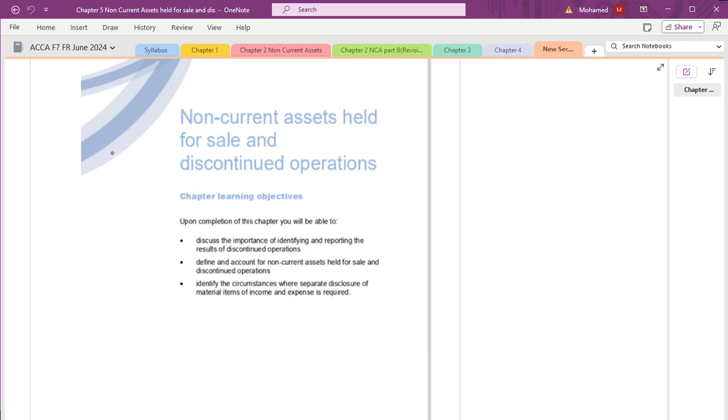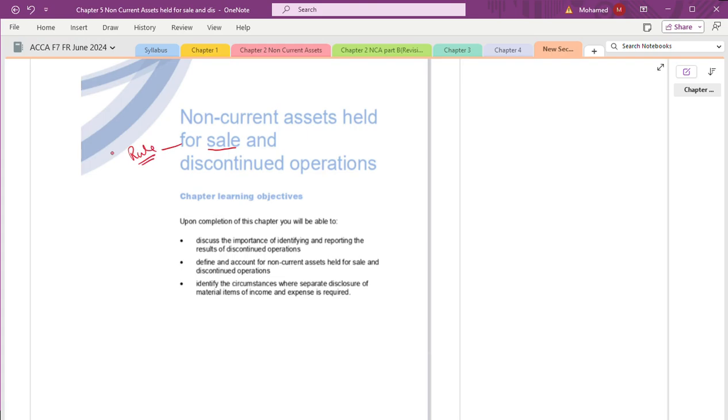Now, what happens? This is the non-current assets held for sale. Criteria, rules are there. That's all. Same as any subject, we only have to focus a little bit on the rules. Non-current assets held for sale and discontinued operations. Whenever you have some non-current assets, you will say that these assets are for sale, but you have to know what the rule is.